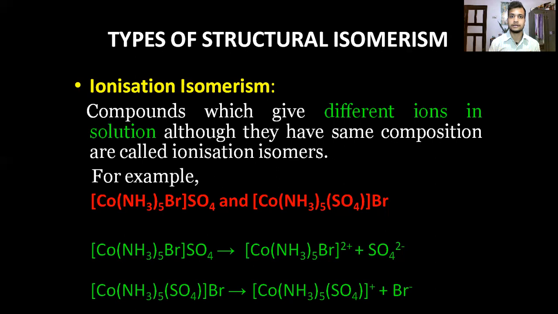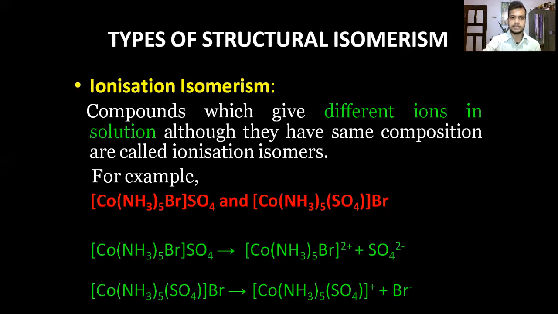See the difference? Having the same composition, but different types of ions are produced in the solution. So when you have 2 or 3 coordination compounds whose chemical formula is exactly the same, you dissolve them in a particular solution, or when they are in solution, they ionize to give you different ions. Then they are called ionization isomers, by the name itself, ionization. Okay, so that is how we can understand the first type of structural isomerism.